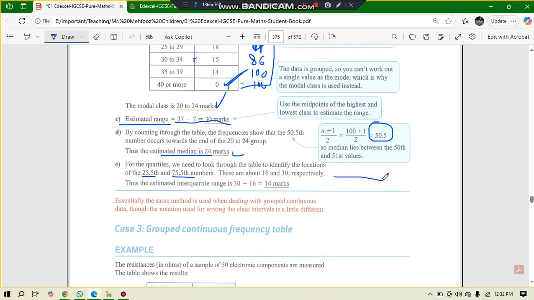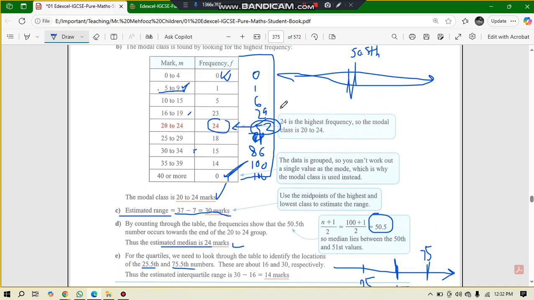When we write the data in an ordered form, the 50th term is your median, the 25th term is your lower quartile, and the 75th term is your upper quartile, right? And now the 25.5th term, but in this class, where is the 25th term? So the 25th term is in that class, right?